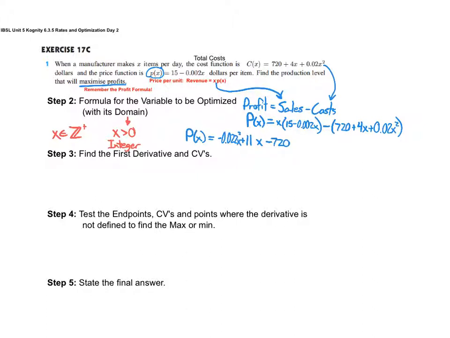Now, just thinking about this function, before we even do the derivative, what kind of function is this? Negative 0.022x squared plus 11x minus 720. It's a quadratic. It's a parabola, right? Is it opening up or down? Down, so the vertex is going to give us the maximum. If you were given this problem and just told to solve it and you wanted to find the vertex with methods that you had learned back in algebra, that's fine. Go for it. Here though we'll go ahead and use the first derivative. It's actually a little easier.